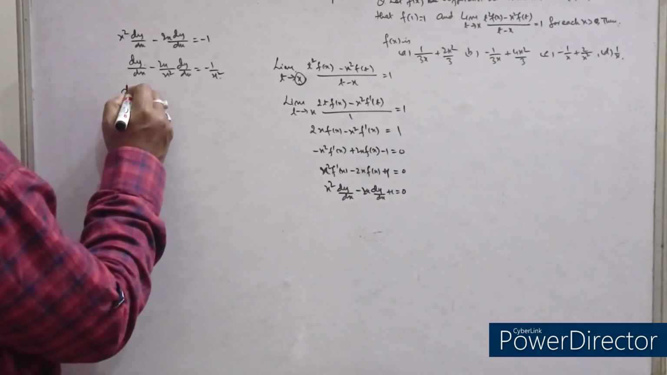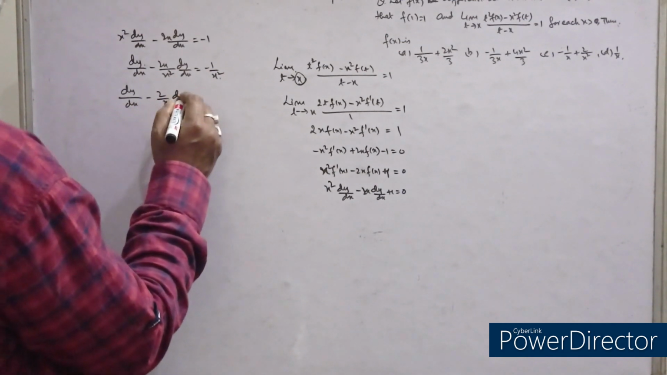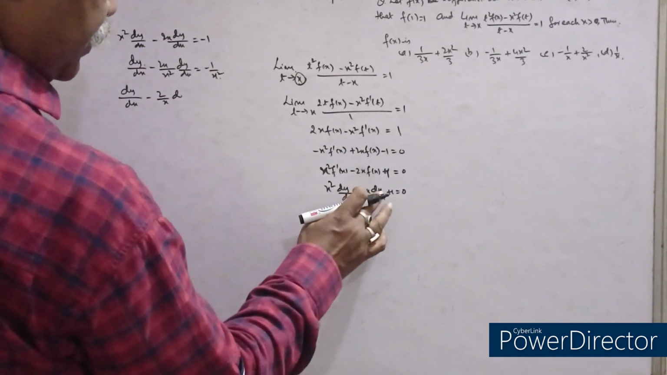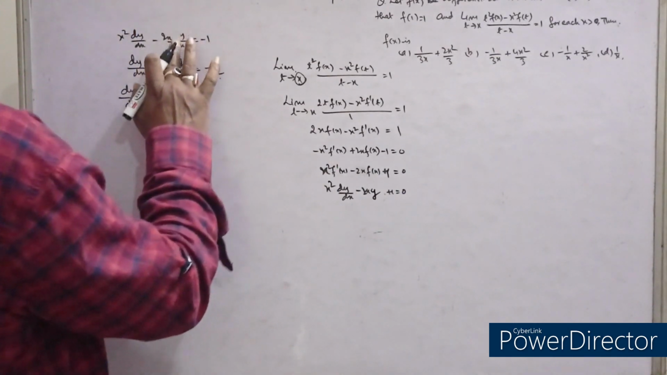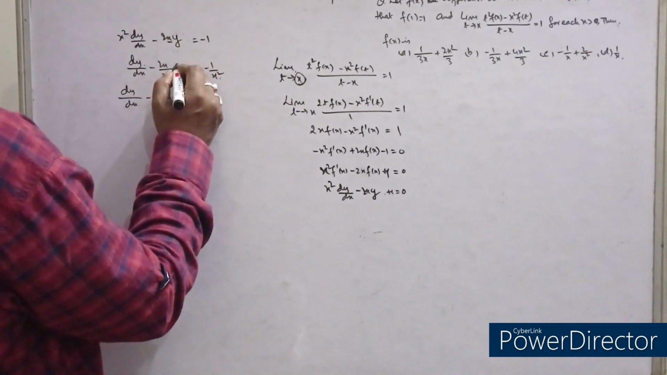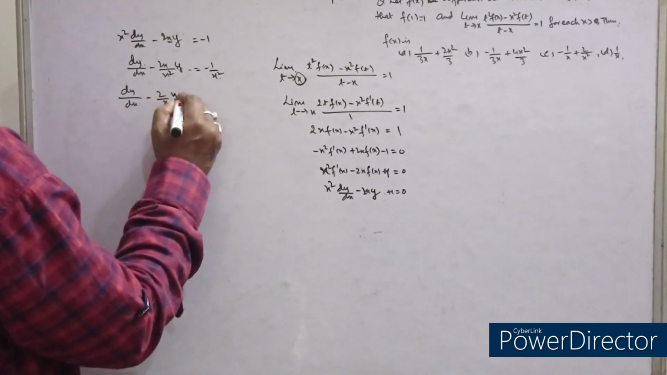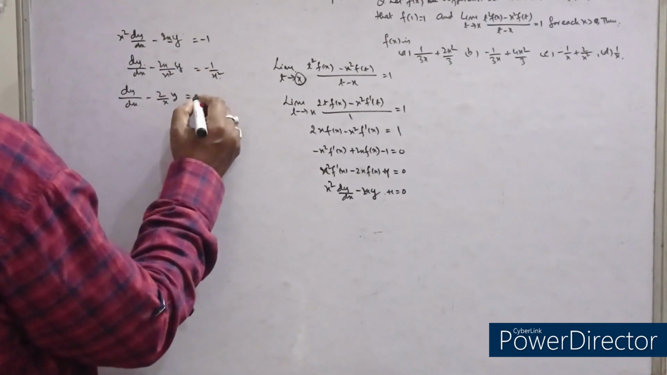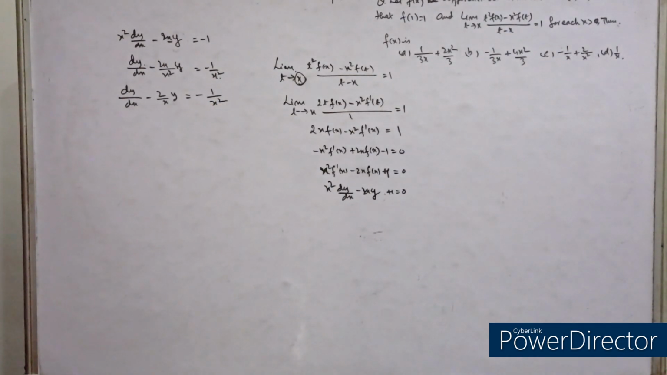So here dy by dx minus 2 by x, this is y, sorry, this is your y, is equal to minus 1 by x square. So here you see that it becomes a linear equation, a linear differential equation.